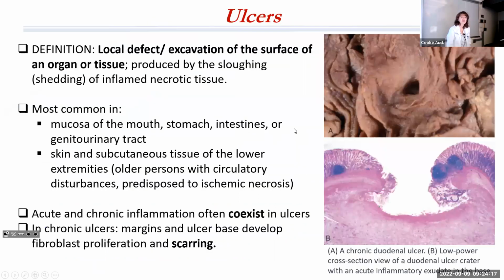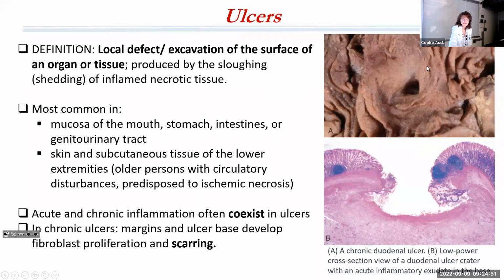Let's continue with the subject and move on to the last pattern of acute inflammation. How do we define an ulcer? An ulcer is a local defect or excavation of the surface of an organ or a tissue produced by sloughing or shedding of inflamed necrotic tissue. This is an ulcer here, a section from a duodenum. You notice the area around the ulcer does not have these folds.